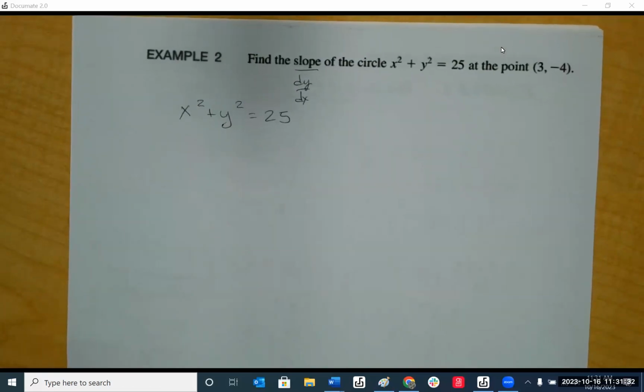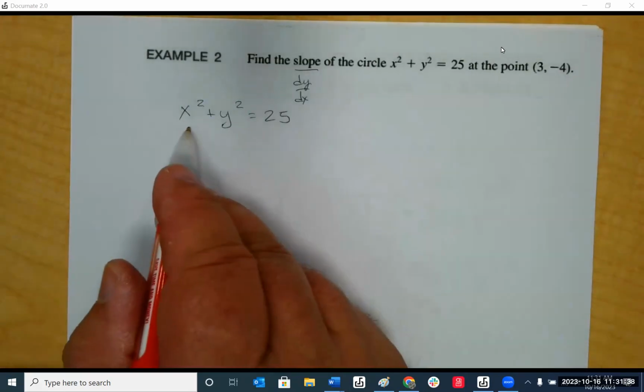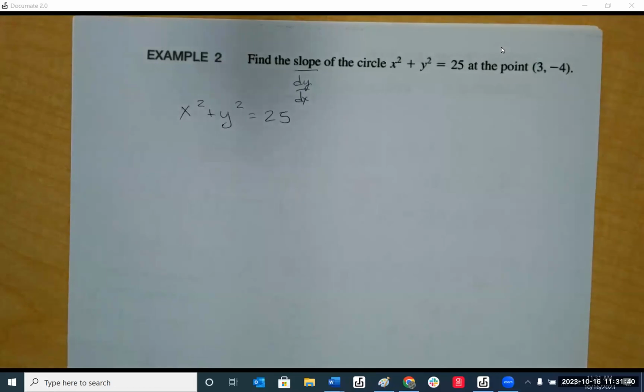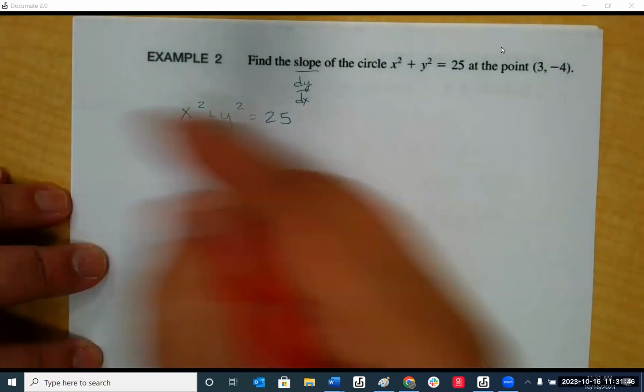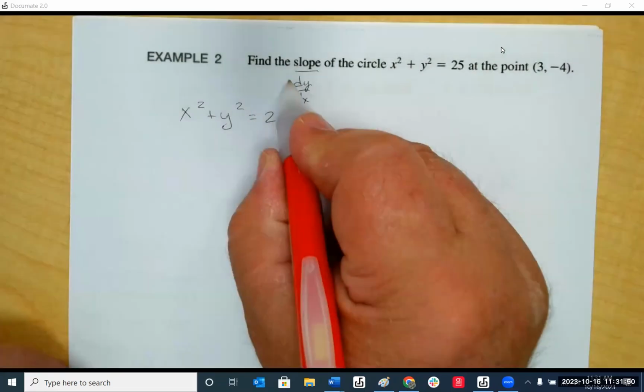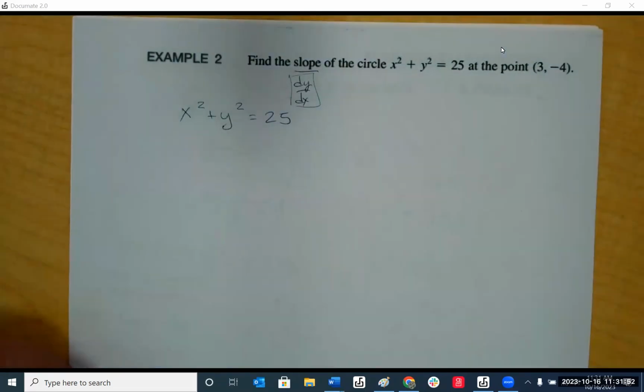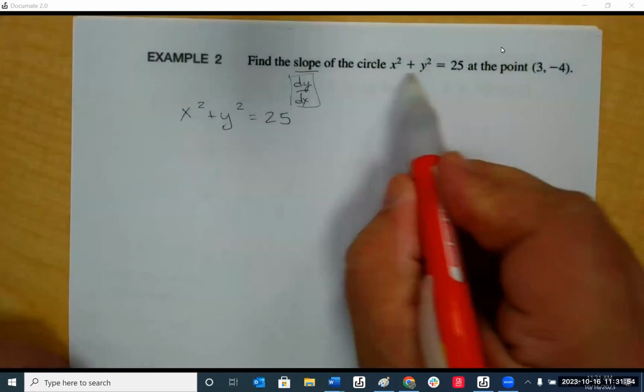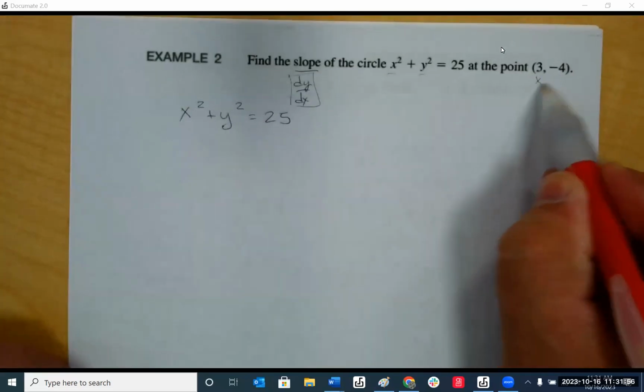So in this case, we can get y on one side. Actually, since it's not combined x and y, we could just take them both independently. You're right, we could have moved the x squared over there and taken the derivative of both sides, because all we're looking for is this, and we'll leave the answer in terms of x and y, because that's what we started off with. And we have an x value and a y value.